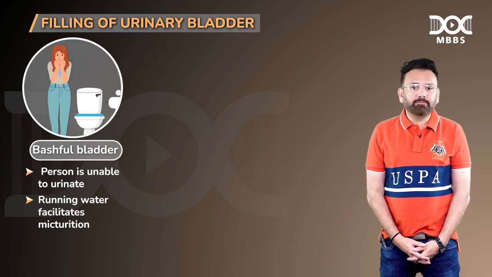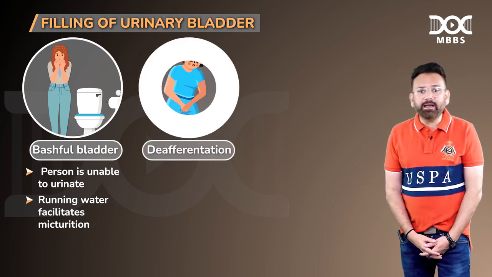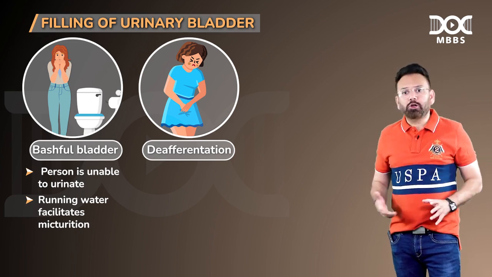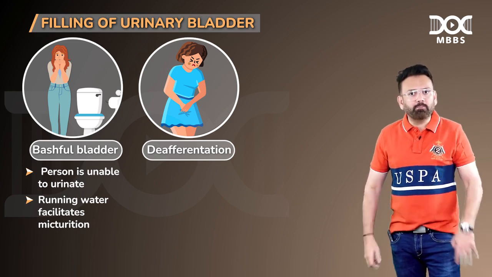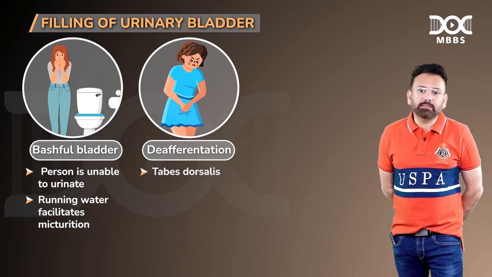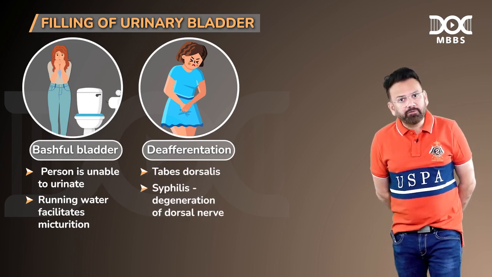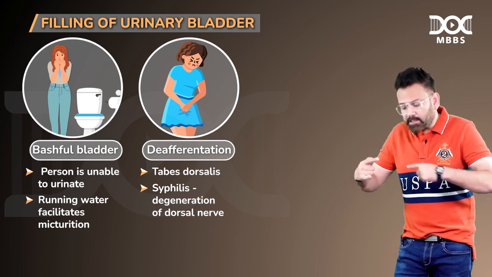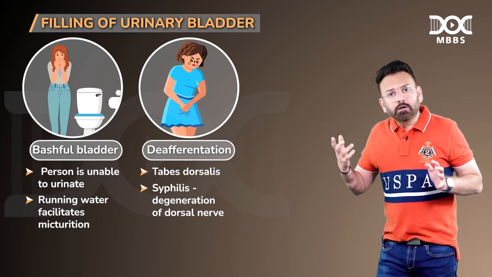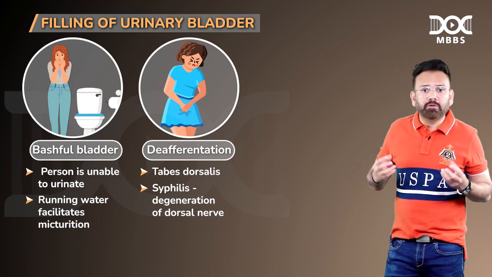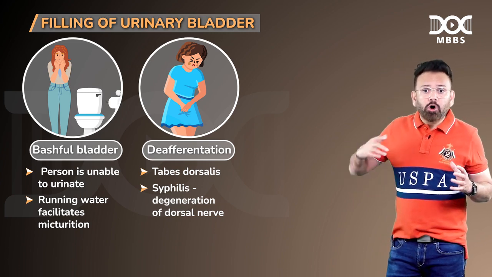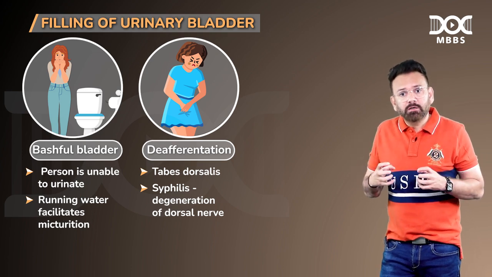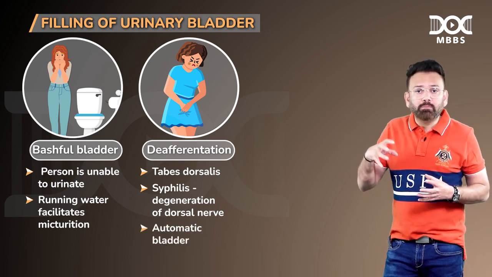Some clinical detail. There is a thing called deafferentation, when the sensation which is going from the bladder is lost. And the best example for this is tabes dorsalis in syphilis. In syphilis, there is a lesion of the dorsal nerve. So if sensation cannot go from the bladder, the patient is unaware of distension of the bladder. It will lead to automatic evacuation due to stretch contraction of the detrusor muscle. It is called automatic bladder.